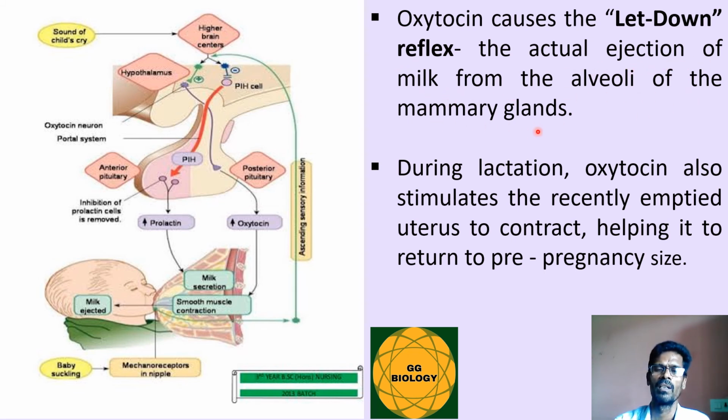During lactation, oxytocin also stimulates the recently emptied uterus to contract, helping it to return to its original shape and size. So these two important functions are brought about by oxytocin: the production of milk, as well as bringing the uterus to its original shape and size.